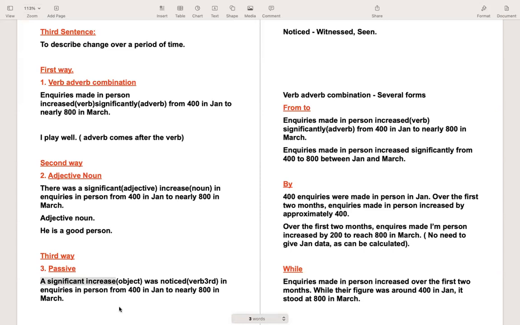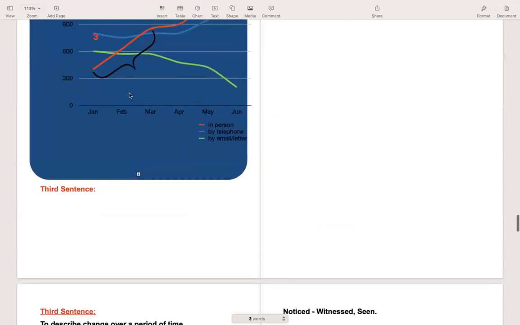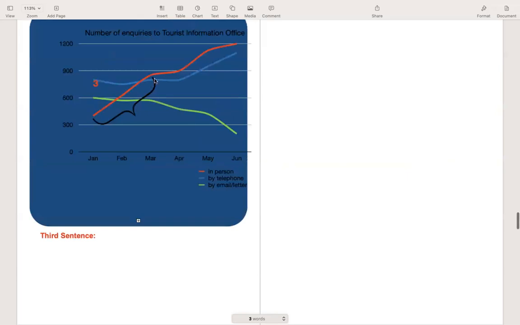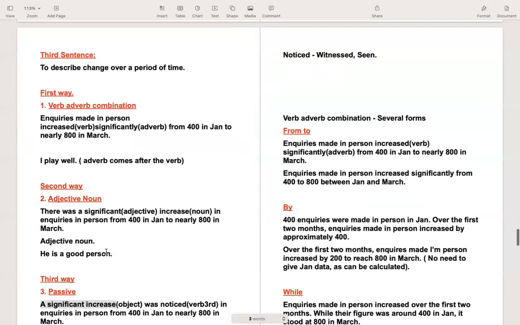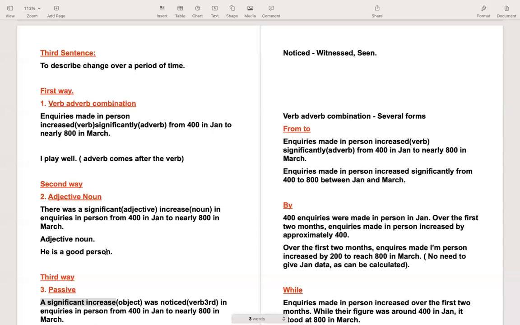Sir, I have one doubt also: do we have to write these figures exactly like this? What do you mean by that? Sir, just like 400 in January to nearly 800 in March, we have to write down this figure the same way in our graphs. Whatever the graph values will be, in this case, it's 400 to 800. In some other case, it will be different. So you'll write those values the same way, but the values will change, of course.